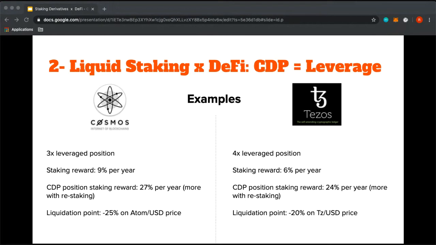Same type of idea with Tezos. We have a 4x leverage position. The staking reward is 6% per year, and the CDP position is going to have a 25% per year reward. This would lead to a liquidation point of around minus 20% on the TZ USD price, and the same reasoning that we did remains valid. So this is the first type of leverage position based on staking derivatives that we can build, and I'm pretty excited about it. I'm waiting to see some people do it out there, because it's going to be really interesting to see what happens once we have these types of products.